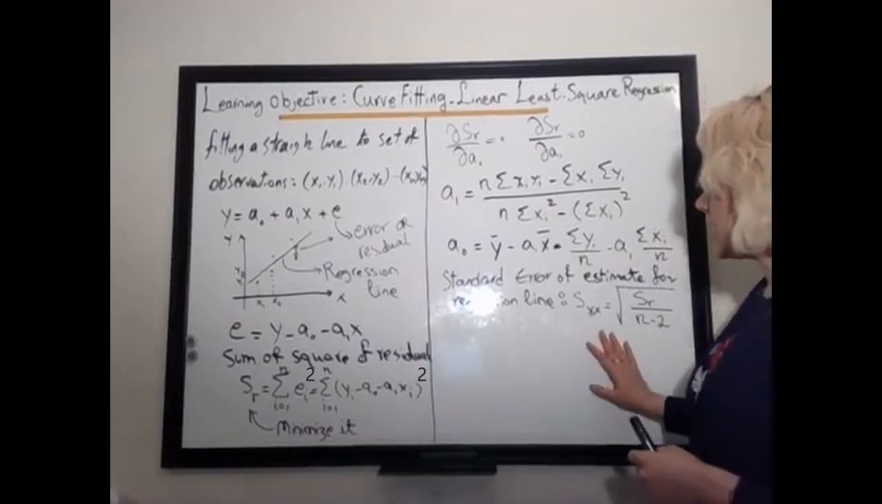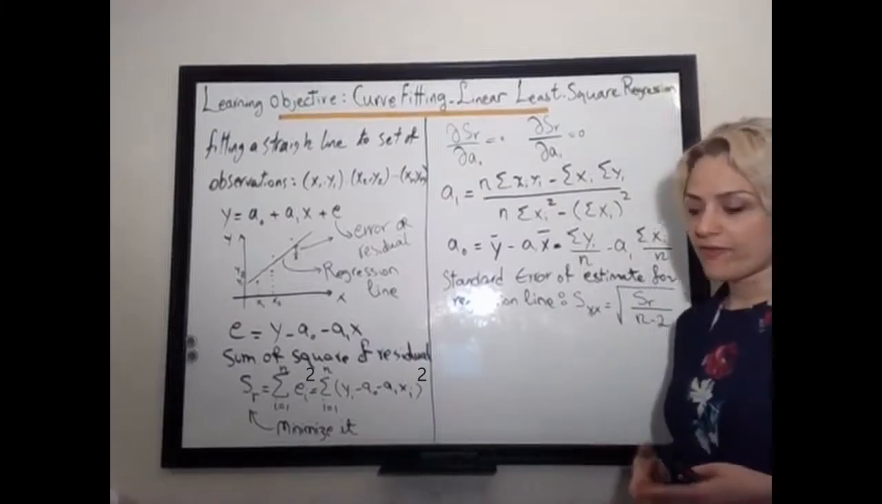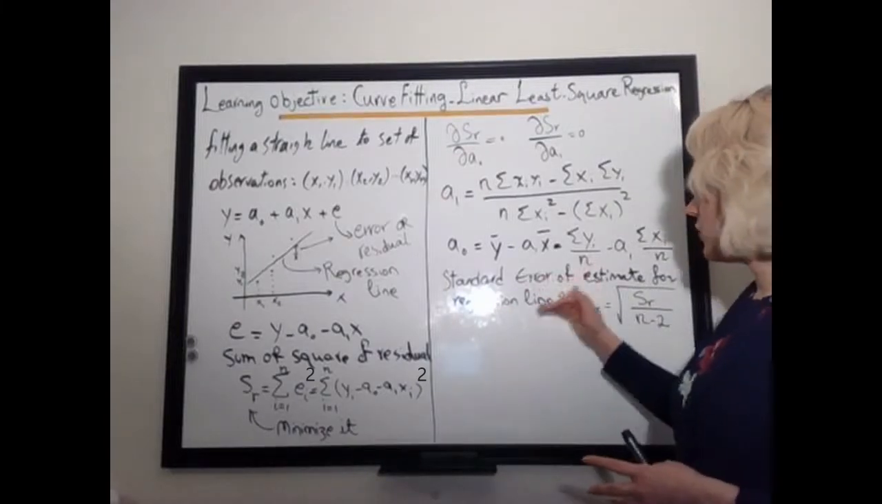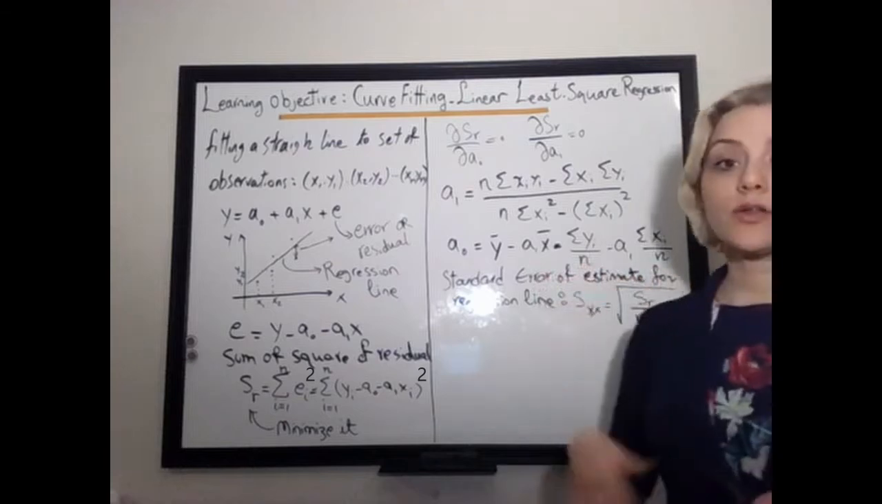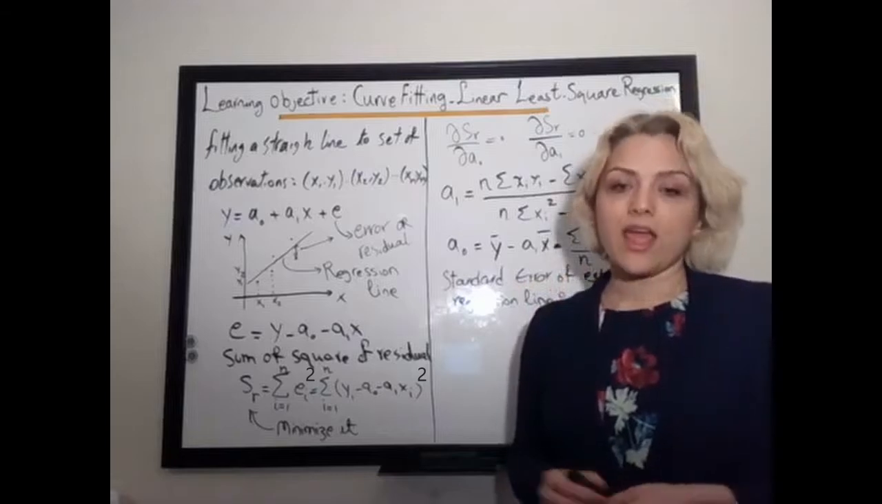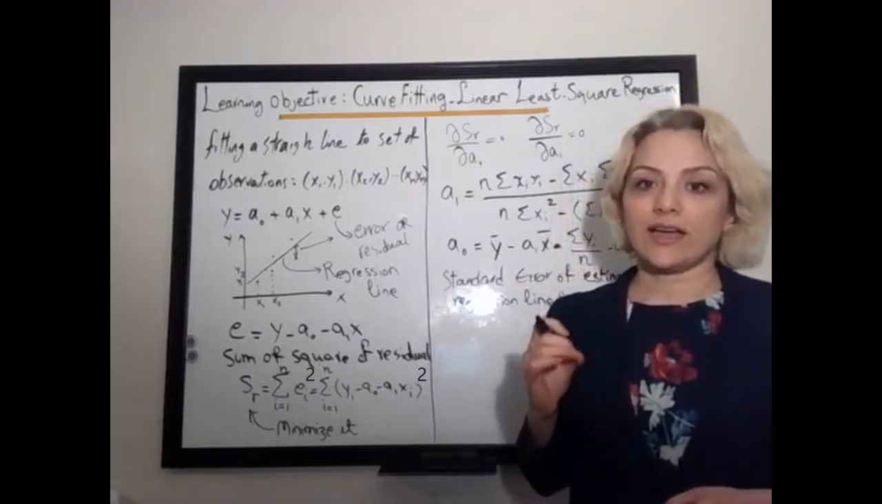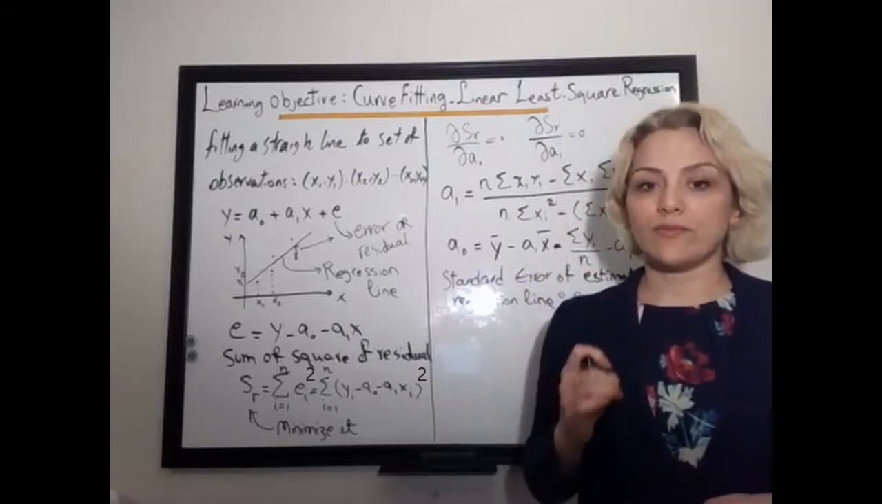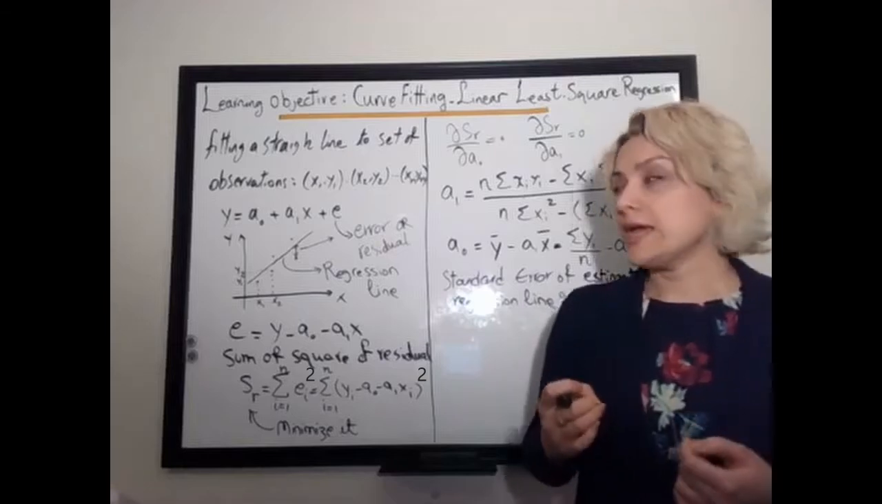So this is the standard error that we have. We can say a standard error of the estimate for the regression line, or we can say that's the standard deviation of our regression line.